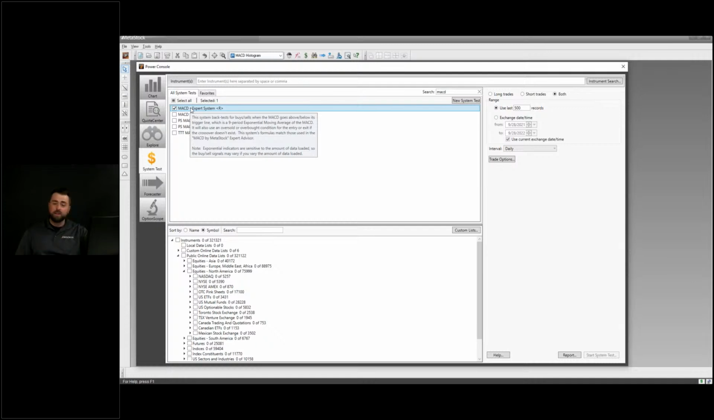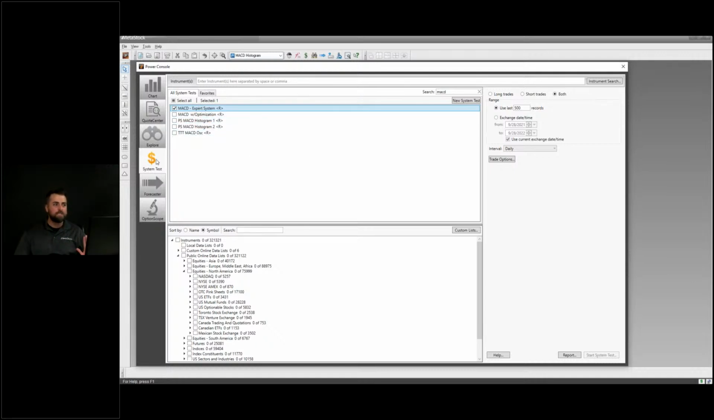And then this gives a note that I touched on earlier too, that exponential indicators are sensitive to the amount of data loaded, because that moving average could be different depending on how much data you've loaded into the system. So they can vary to a degree, but you can always just load enough data to make sure it's working properly. Then make sure that if you're running a system test or an exploration with a certain amount of data, then when you're looking at your charts and things of that nature, you use that same amount of data so that everything's matching up.